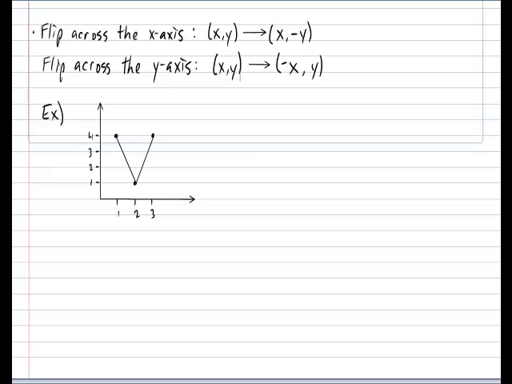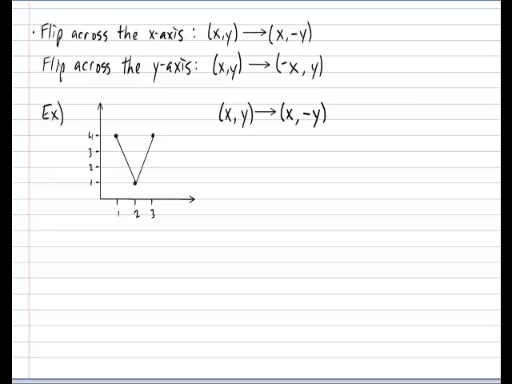Let's take a look at what's going to happen if we were to switch the signs of all the y coordinates. So let's start with the following transformation. How about we take all the points and all we want to do is not change the x, but take all the y values and switch their signs.